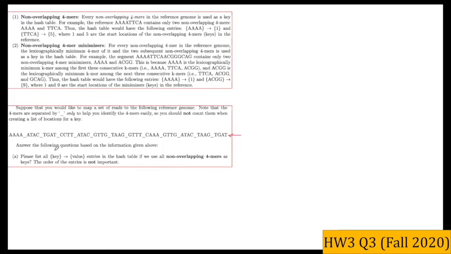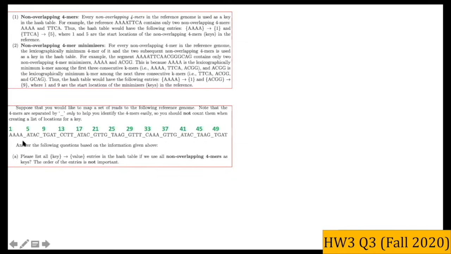Please list all key-value entries in the hash table if we use all non-overlapping 4-mers, which is the first method we discussed, as keys. The order of the entries is not important. So the first method is simply to extract every 4 characters that are non-overlapping and store them in the key column of the hash table, and then extract the start location of every k-mer and store it in the second column. So now I indicate here the start location of each k-mer just to make our solution easier.